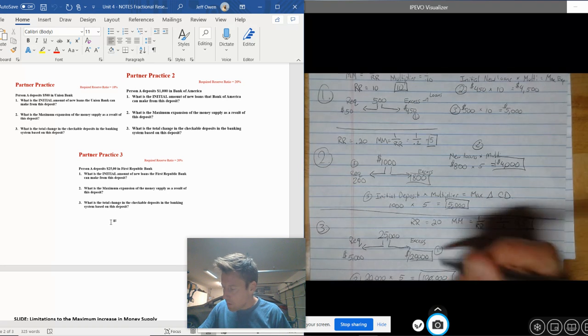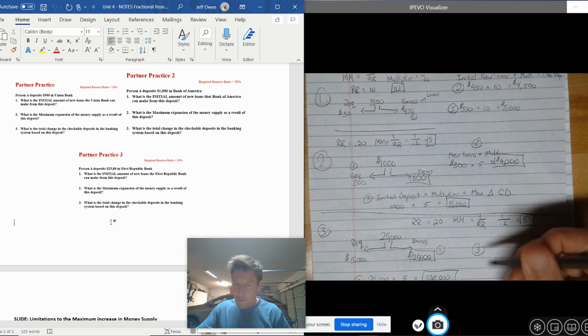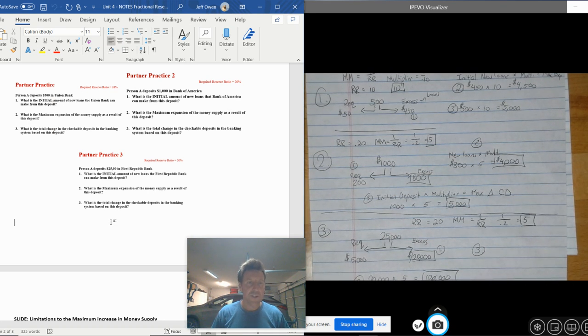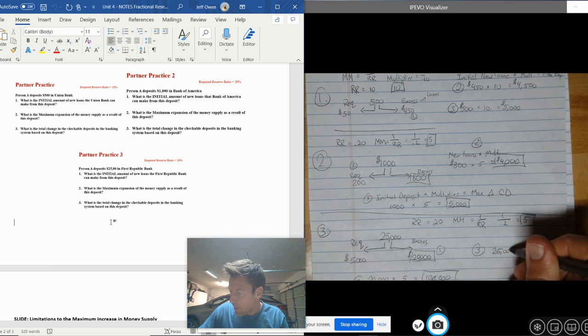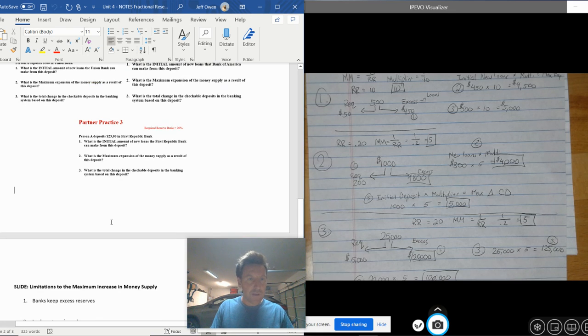This is number one. And where's number three? Number three says, what is the total change in the checkable deposits of the banking system based off its deposit? All right, so in this case, our initial deposit was $25,000 times our money multiplier. So 25 times 5 is $125,000. And that solves part of practice number three.